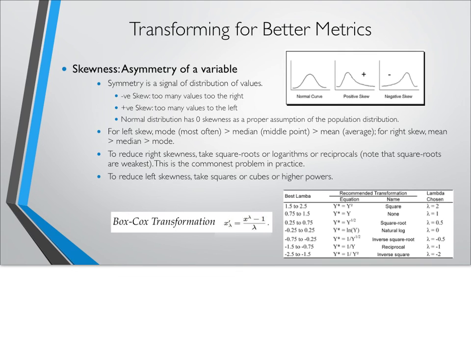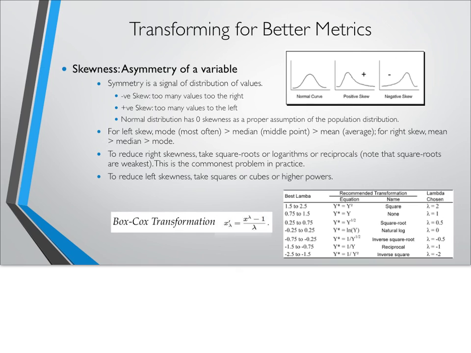And then there's of course something called the Box-Cox transformation, where all you do is it's x to the power of lambda minus 1, divided by lambda, and then there's a table from which you basically say that based on your data, the best lambda to choose would be, for example, x squared if it's 1.5 to 2.5, and it's basically a square, and your lambda chosen is 2. But for 0.75 to 1, you just keep it there, you don't transform it, and your lambda is equal to 1. But that's your general transformation.